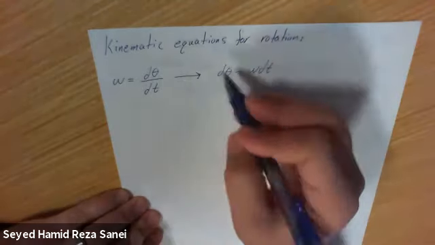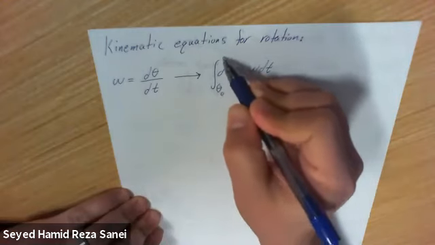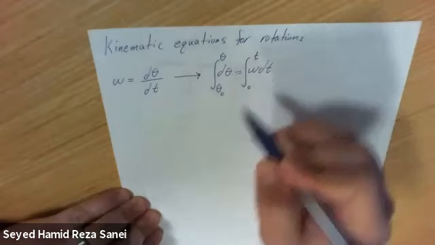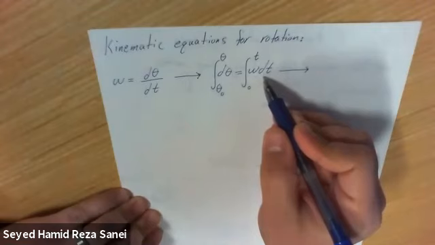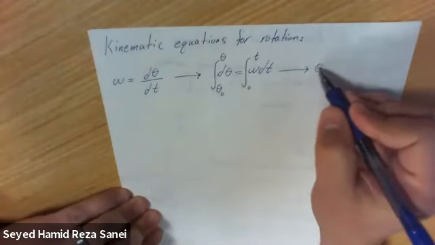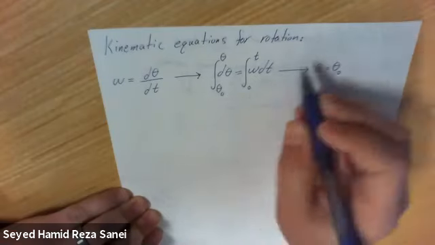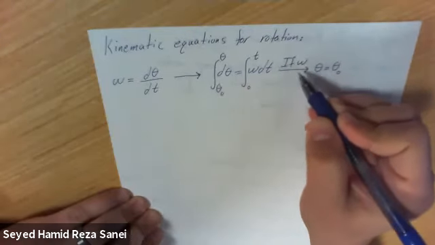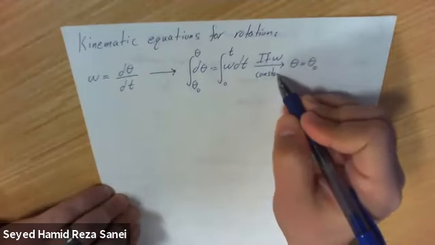And we can take an integral between theta naught and theta, and here time changes from 0 to t. If omega is constant, if omega is not a function of time, then we can take it out of the integral, and our equation will be developed for constant omega. So let's write it here. If omega is constant, and that's the big if, you need to remember that.